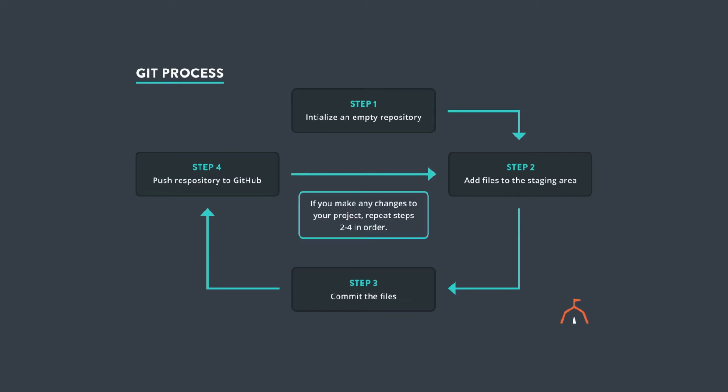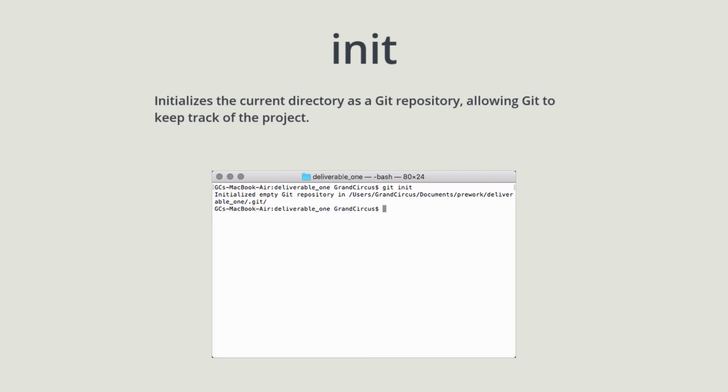If we make any changes to our project, we can simply follow the process of adding the changed files to the staging area, committing those changes, and then pushing that latest version to GitHub. So before we begin all of that, let's go over some key terms so we're all on the same page here. The first term is going to be init.